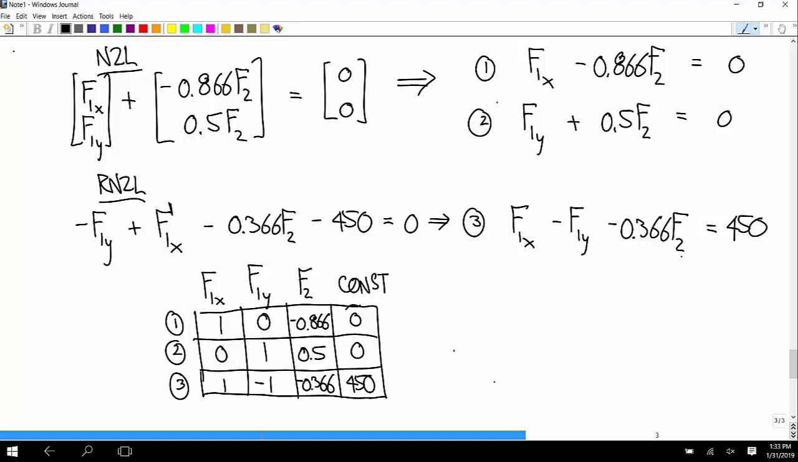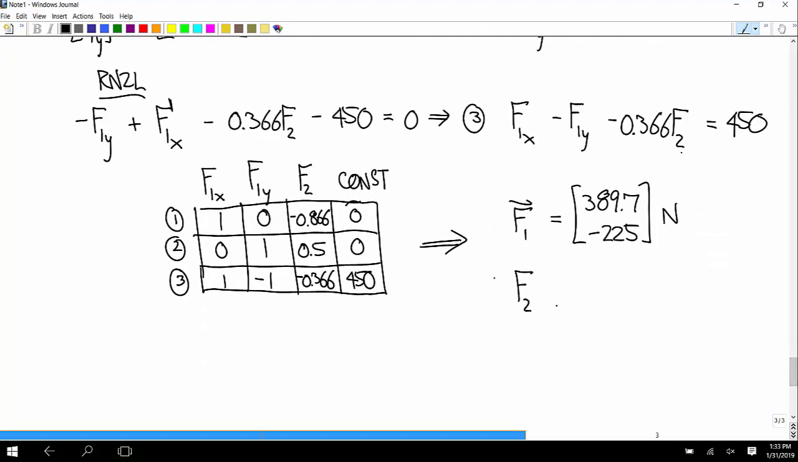And then use reduced row echelon form, and you get that this force F1 has to be equal to 389.7 for the x component and negative 225 for the y component, newtons. And F2 has to be 450 newtons.